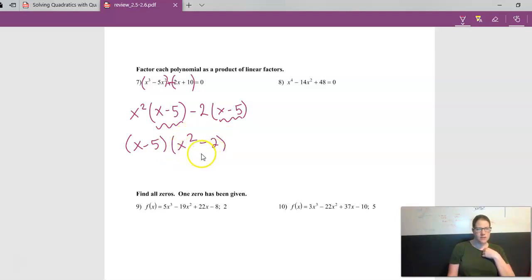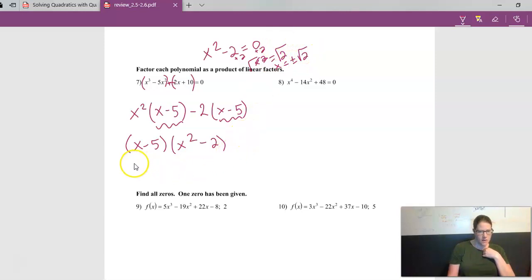Now x squared minus 2, that's not linear yet. It's still squared. So in order to get that in as a linear factor, I'm actually going to set it equal to 0. And I'm going to solve for x by adding 2 to both sides. So x squared equals 2. And then I'm going to take the square root of both sides. Remember, if you're taking the square root of a variable, you could have the positive or the negative of that solution.